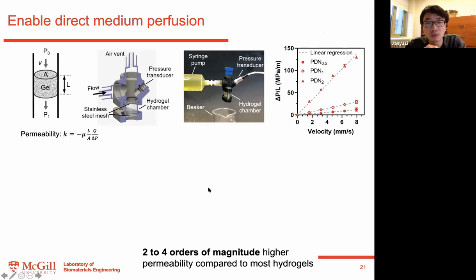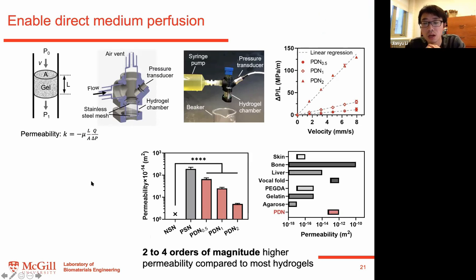So here we build up these setups to measure the permeability of the nutrients throughout this hydrogel matrix. We record the pressure change and also the flow of the media, and we can calculate the permeability of this matrix, and further compare with the existing hydrogel systems. We reported that our interconnected porous network has a 2 to 4 orders of magnitude higher permeability compared to nanoporous PEG hydrogel or gelatin hydrogel, and that is comparable to some porous tissue such as foam.